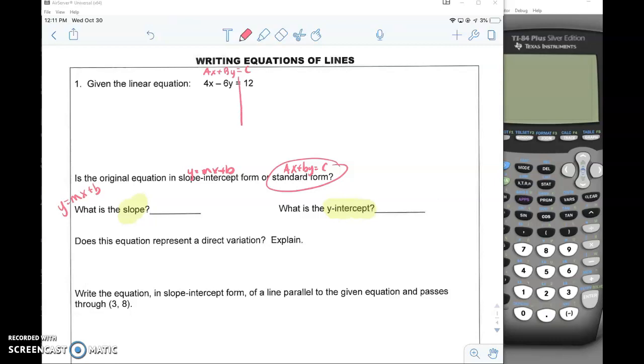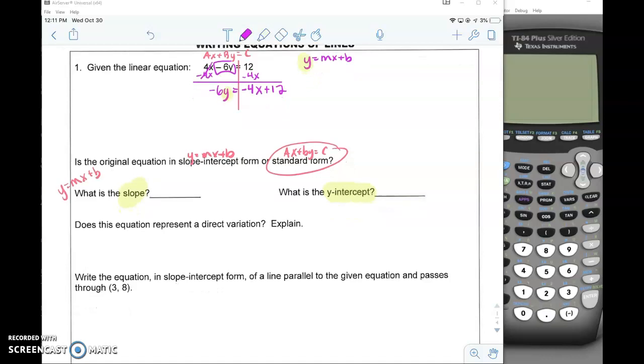So we need to solve this equation so that it says y equals. First, I need to move the part with x, so I'm going to subtract positive 4x on both sides. If we need y equals mx plus b, we want the part with x first, so 12 minus 4x I'm going to write as negative 4x and positive 12, and equals negative 6y. We need the y to be by itself, so to get rid of the negative 6 times y, we can divide by negative 6.